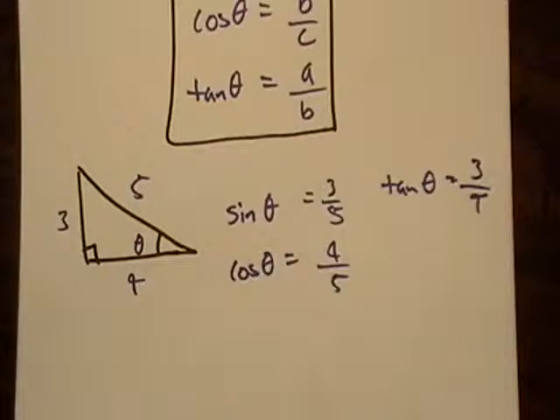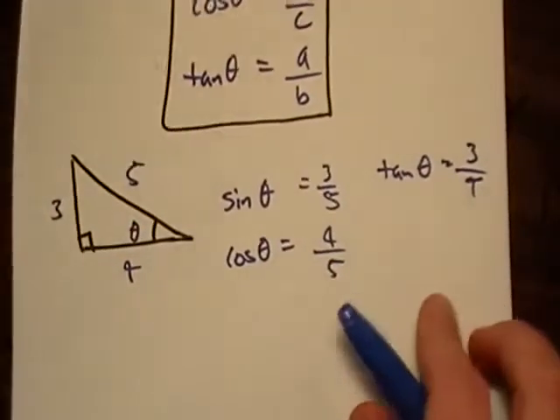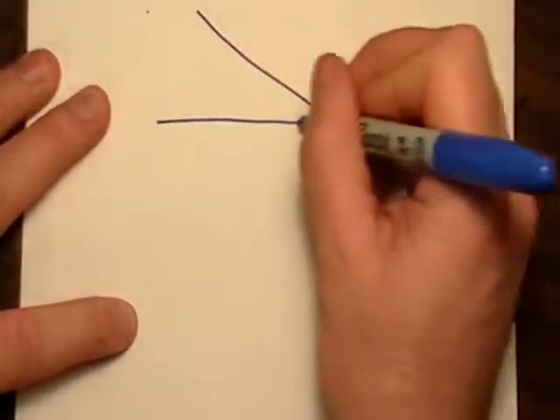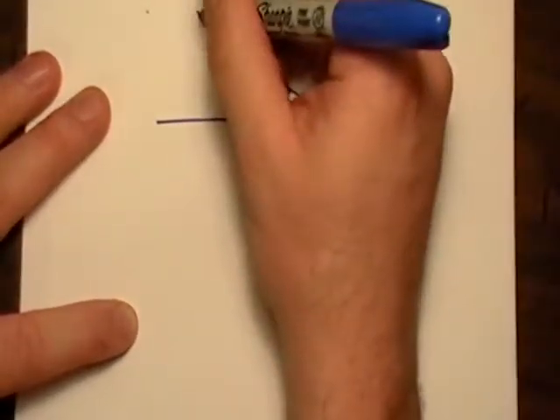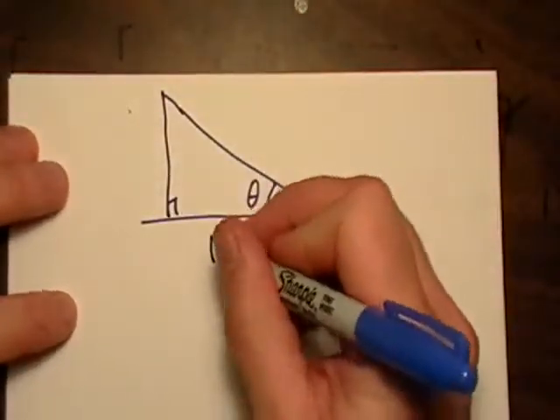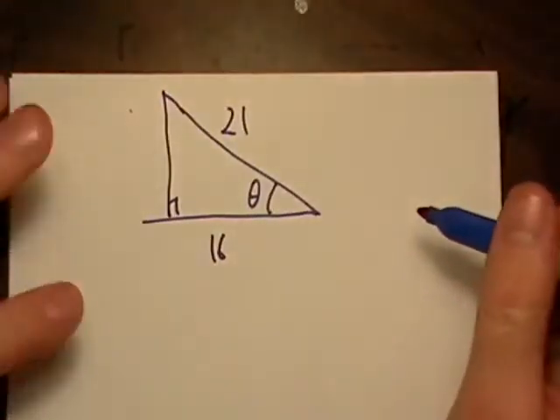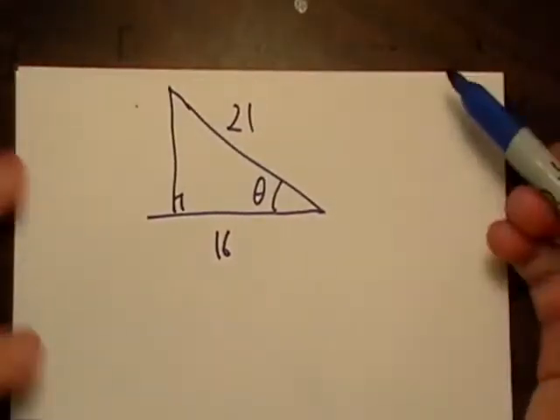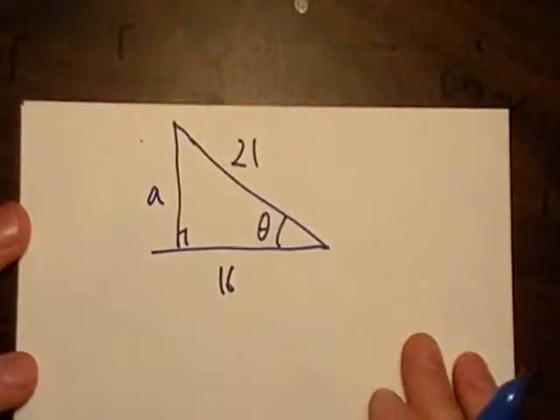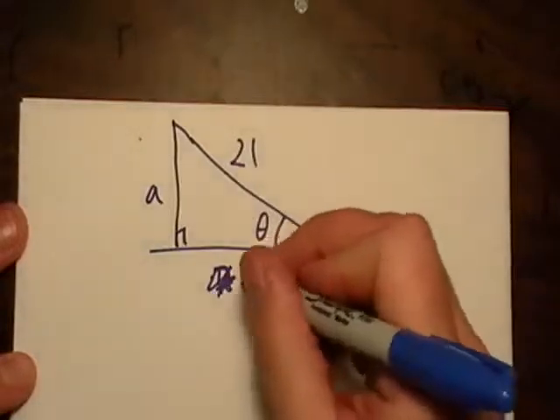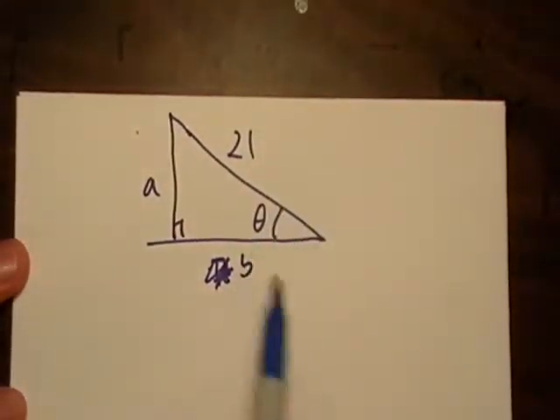All right, so we got that going. Just drawing something here. Let's say this is 16 and this is 21. Now I want to find out what this side is. This is A. Actually, let's pretend we don't know this. This is B. What are we going to do?